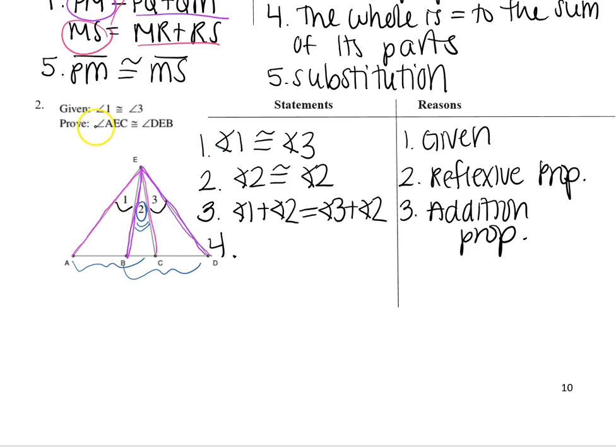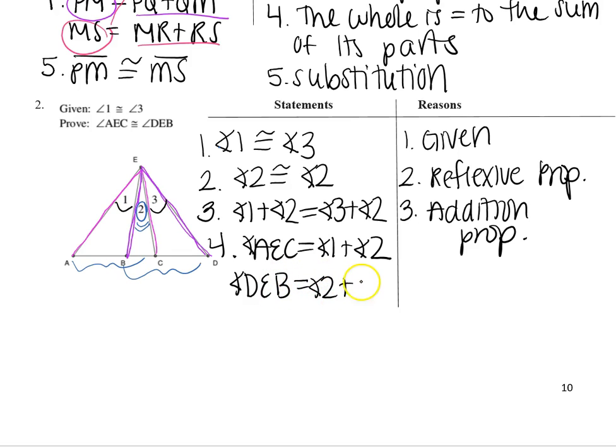Okay, now remember I gotta get AEC and DEB into my proof, so I should talk about that and use the whole is equal to the sum of its parts. AEC is made up of angle 1 and angle 2. And then DEB is made up of angle 2 and angle 3.